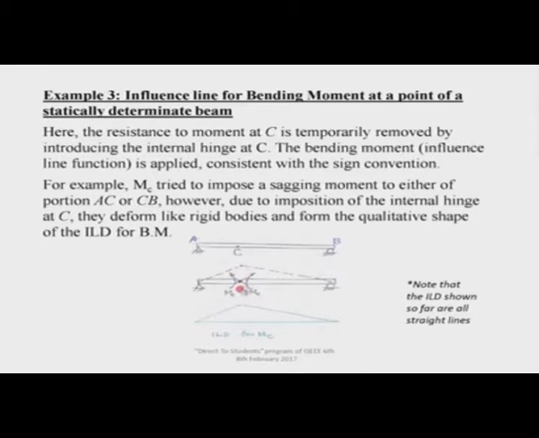Now, if I do that, this rigid part will go up, and this right rigid part will also go up. If I still say this is a linear structure and there is not much difference between this length and that length, I can still say that this shape is replicating the qualitative shape of the influence line diagram for bending moment at C. So, this should be convincing enough that the influence line diagram for the bending moment actually works.